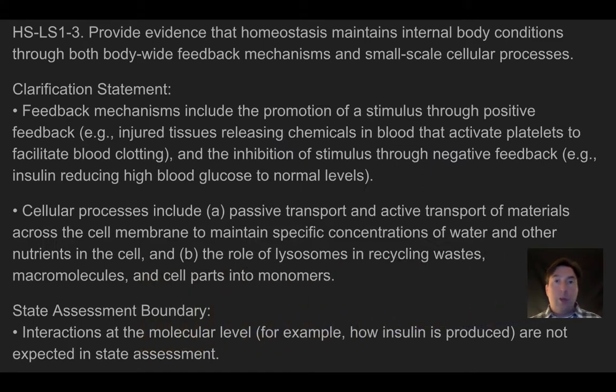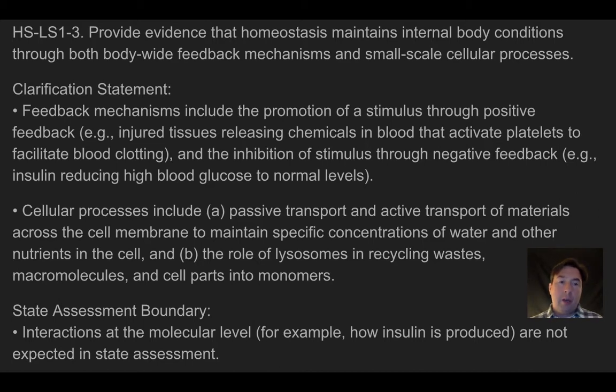All right, so hopefully you could provide evidence that homeostasis maintains internal body conditions through a wide variety of feedback mechanisms and small-scale cellular processes. This would include the positive feedback that occurs during a wound and the formation of a blood clot, negative feedback using hormones such as insulin in order to maintain blood sugar levels. You also will see that cellular processes such as passive and active transport and the recycling of materials using the lysosomes help to maintain homeostasis.